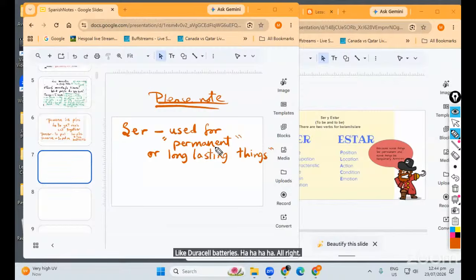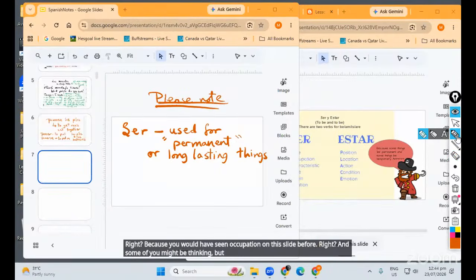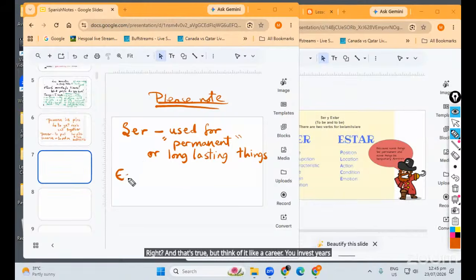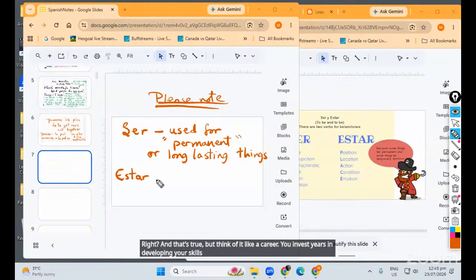Right? Because you would have seen occupation on the slide before, right? And some of you might be thinking, but Miss, we will change our jobs. We wouldn't only have one job, right? And that's true, but think of it like a career. You invest years in developing your skills, getting the education necessary for it, right? So it's a long-lasting kind of commitment.